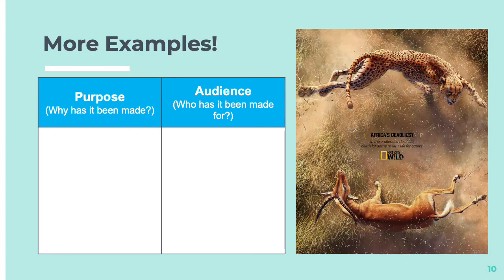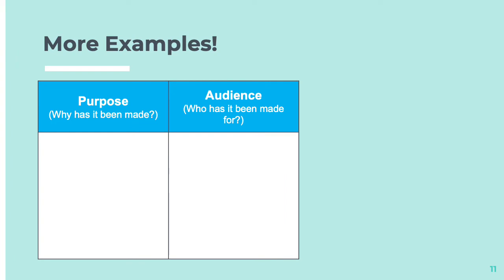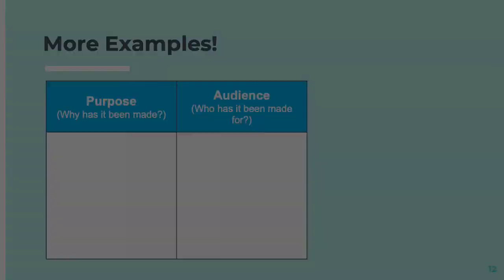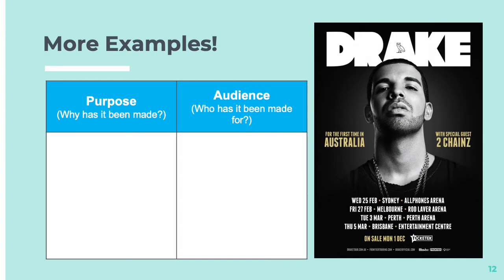Okay, here's number 2. Who has this been made for? Why has it been made? Here's number 3. So what is the purpose of this text? And who is the intended audience of this text? And last but not least, here we go. So what is the purpose of this text? And who is the intended audience?